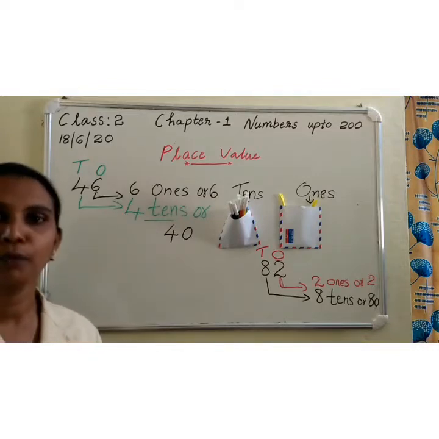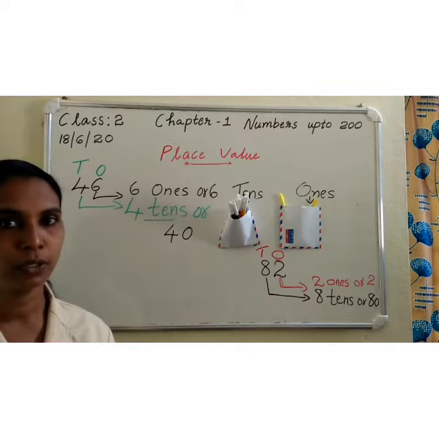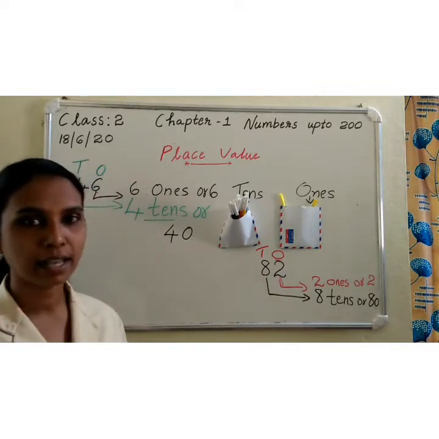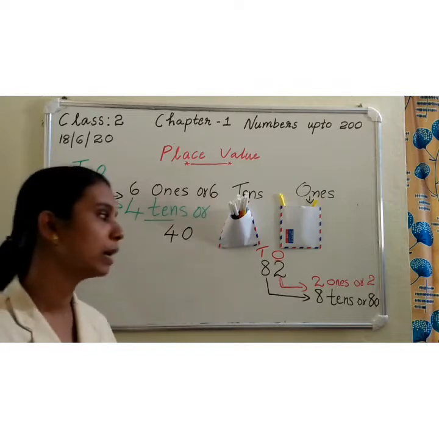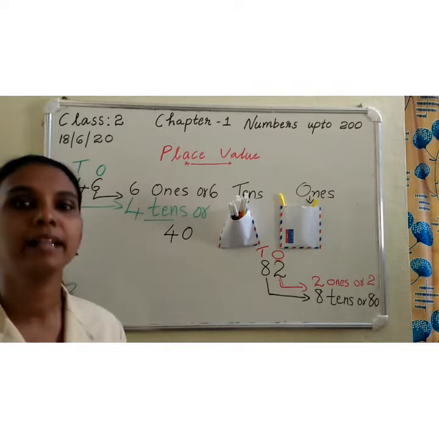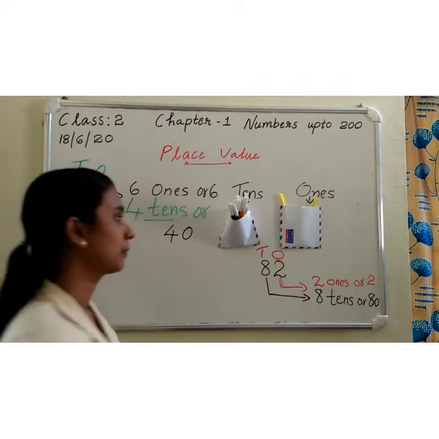Get it now? All of you clear? What is the place value? You look at the places and the digit, and then say 8 tens and 2 ones. Okay. Then we shall move to some examples.